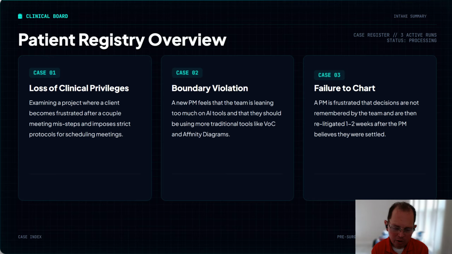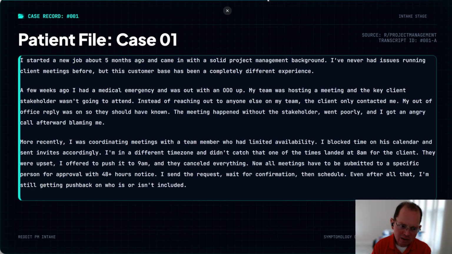Case 3 is what I'm calling a failure to chart. This is one where a project manager is frustrated for having to answer and relitigate decisions that they felt were made in a meeting 1 to 2 weeks prior. All right, let's get into case 1.